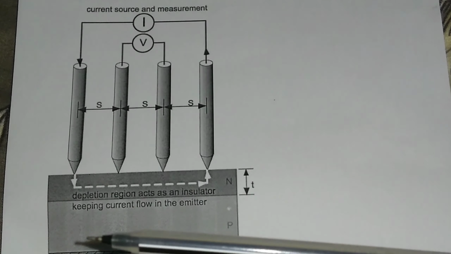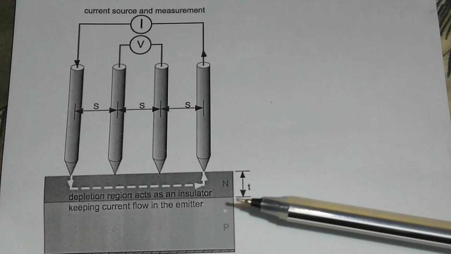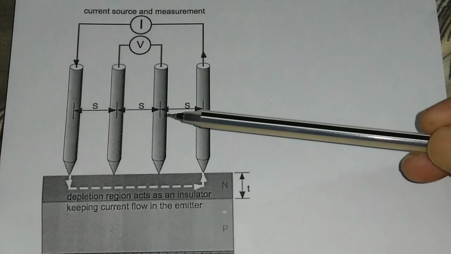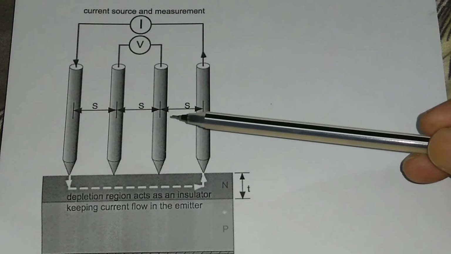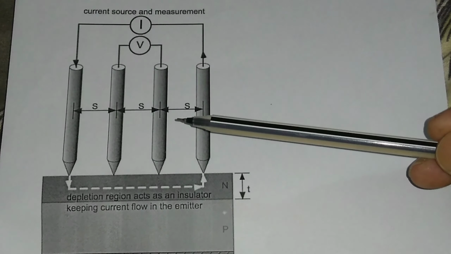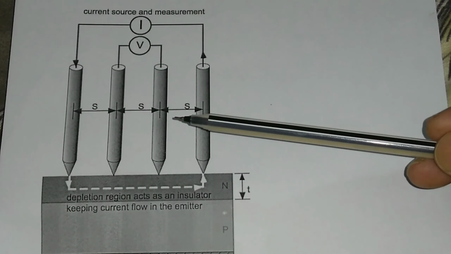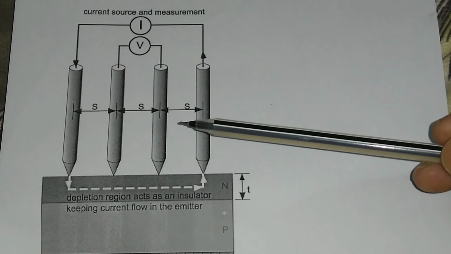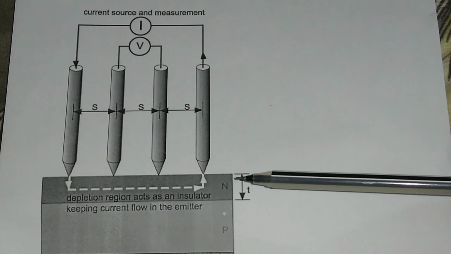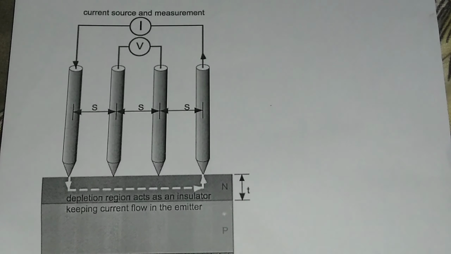Here I have taken the germanium sample, and the thickness of this sample is T, and this is your probe spacing, S, and this value of S is equal to 0.24 centimeter. In our experiment, this probe spacing is 0.24 centimeter, and the thickness of this sample is 0.05 centimeter.